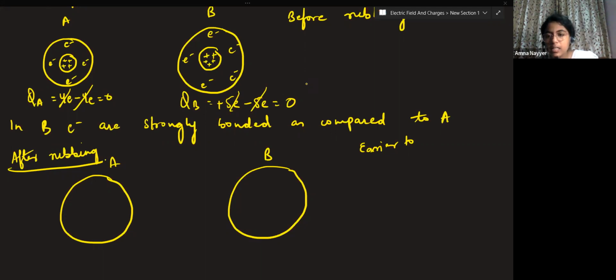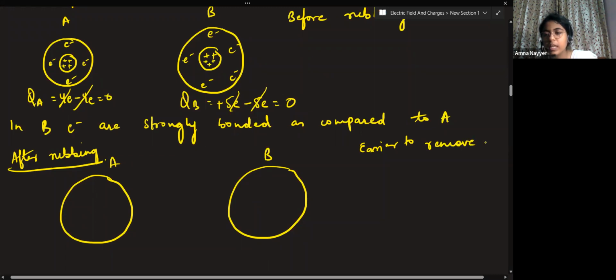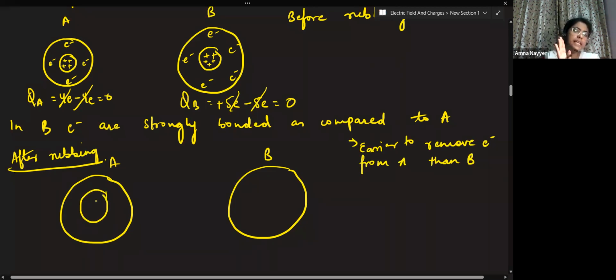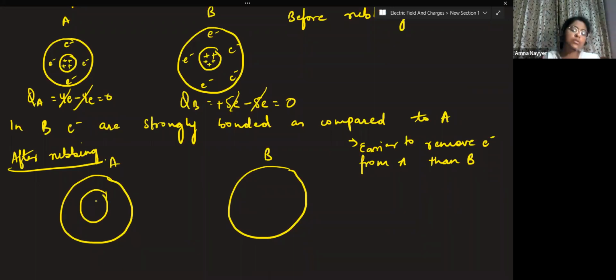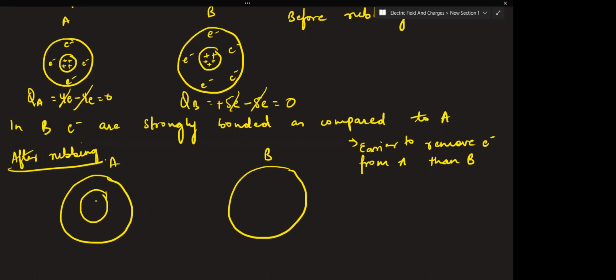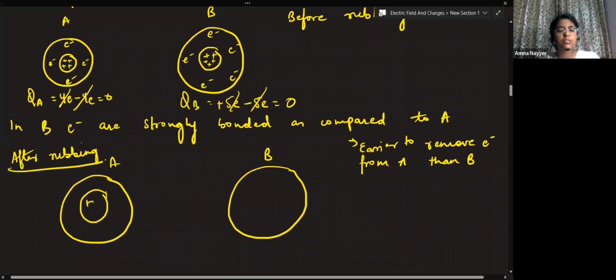So see, it is easier to remove electrons from A than B. This is because of the condition that has been provided in this example. So what will happen if electrons are getting removed? Should I write down the number of protons same, or will the number of protons also change? The number of protons will be the same. Yes, right. Because protons are immobile, they won't get transferred. So if this has plus 4 unit charge, then it will also have plus 4 unit charge now.